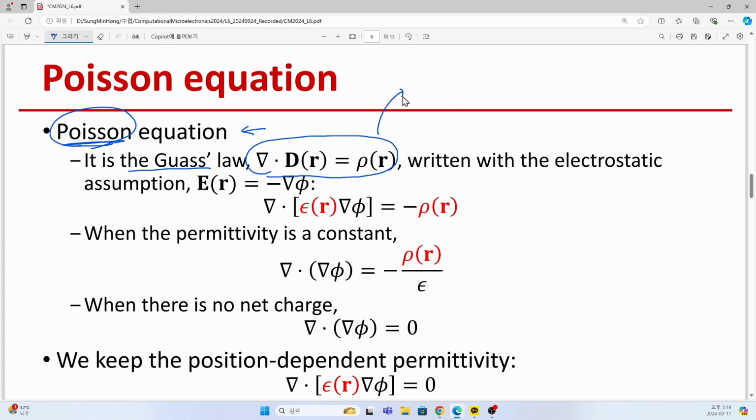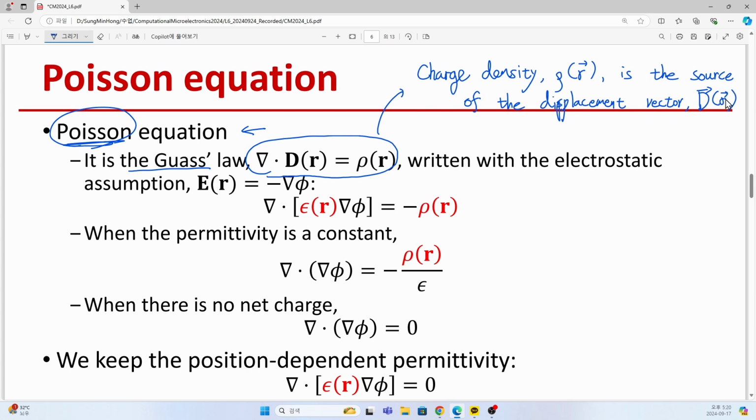It simply means that the net charge density is the source of the displacement vector D. This is the meaning of our Gauss law.